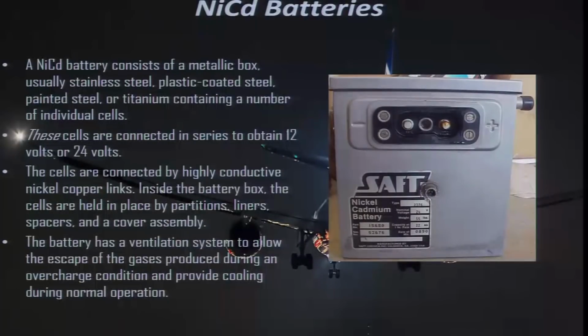The battery has a ventilation system to allow the escape of the gases produced during an overcharge condition and provide cooling during normal operation. So, this battery has a ventilation system which will allow gases to escape and also provide cooling during normal operation.